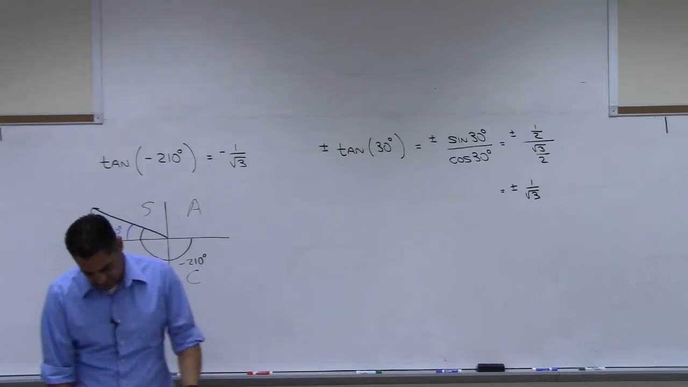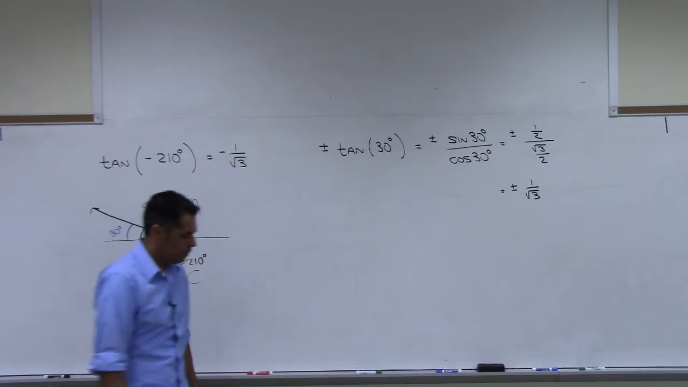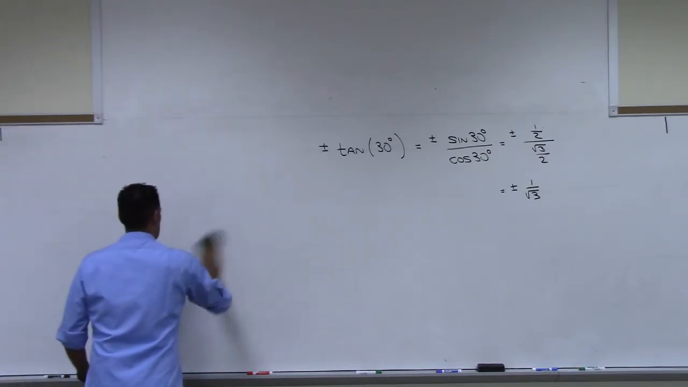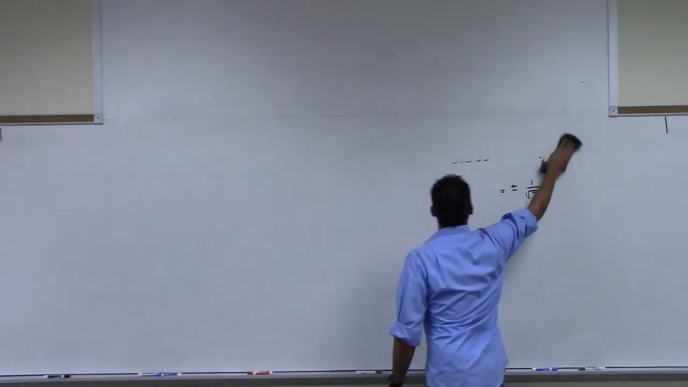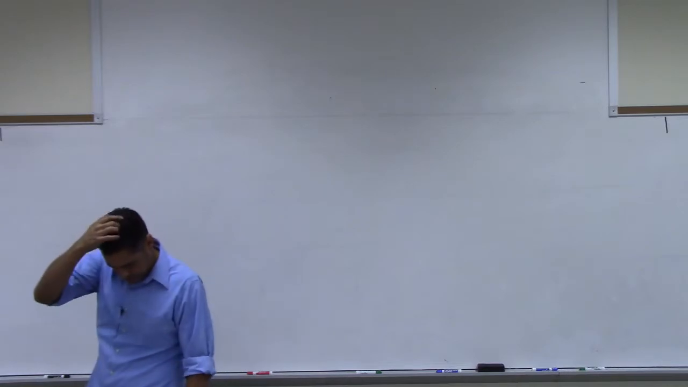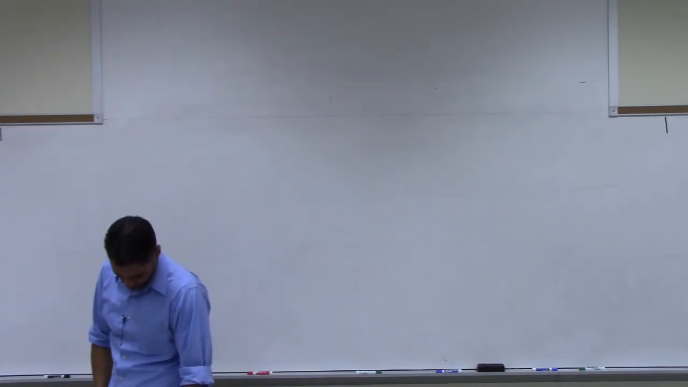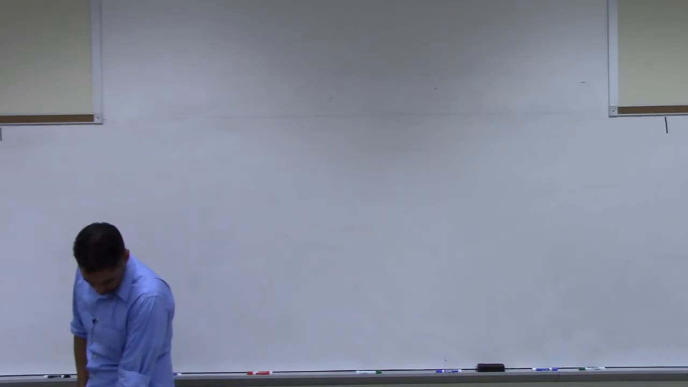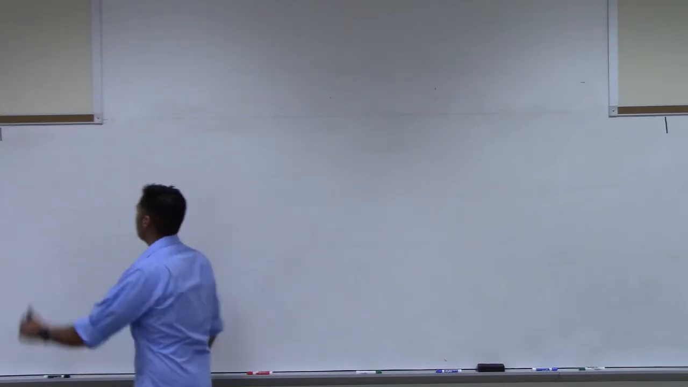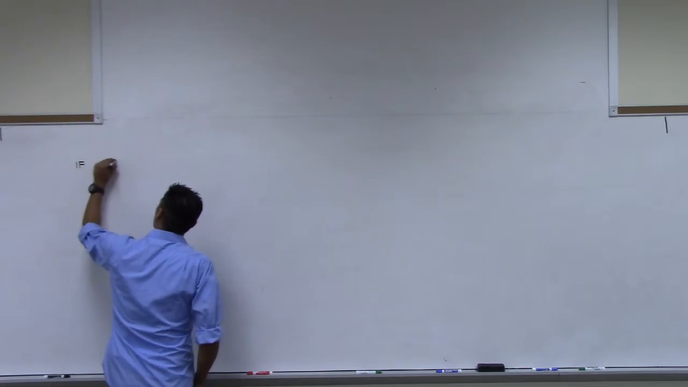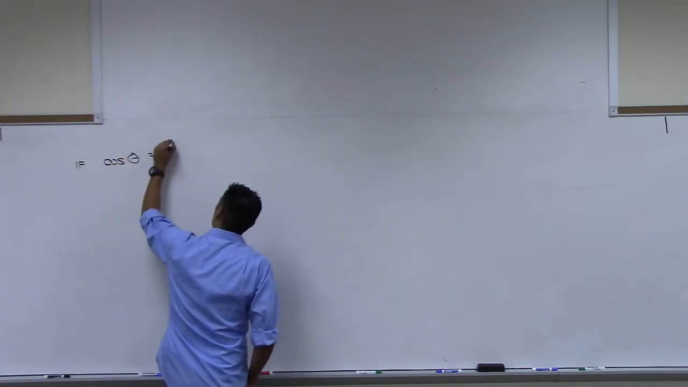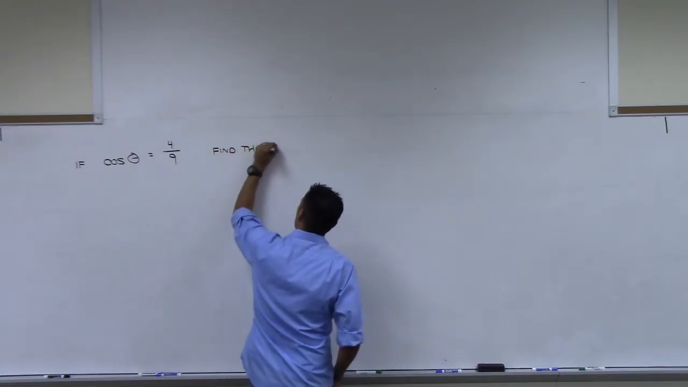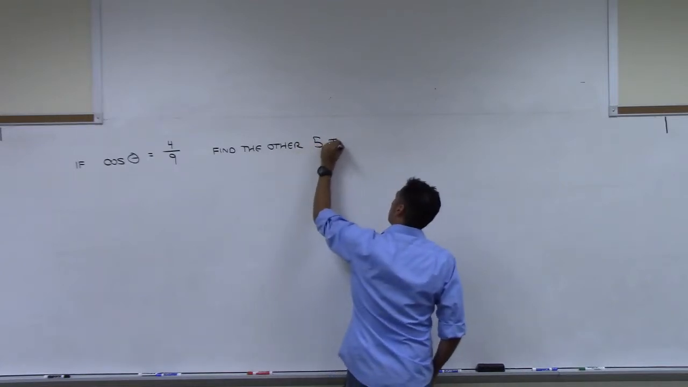All right, I have some different questions to ask you now. If cosine of theta equals 4/9, find the other 5 trig function values.